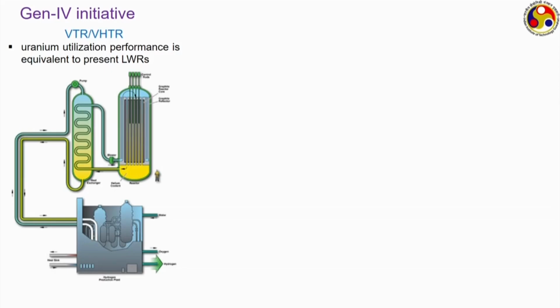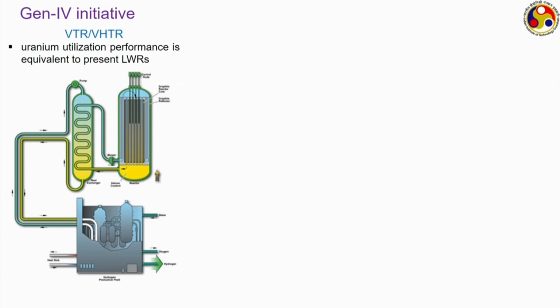That is because of the Generation 4 initiative, which basically proposes the future nuclear reactor designs that are going to rule the power production industry in the years to come. If you remember from our previous module, there are generally 6 reactor designs which are found to be very prospective under this Generation 4 initiative. One of them is the VHTR, the very high temperature reactor.